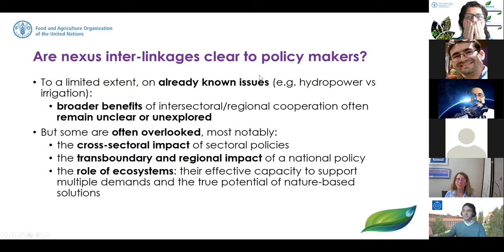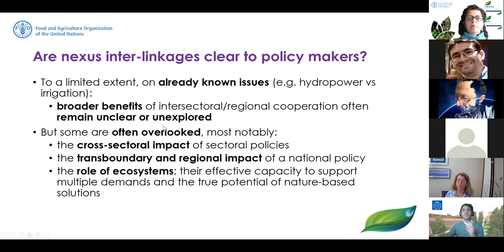So are these interlinkages already transparent to policymakers? I think we would argue in some cases, yes. In some cases, we know that there's tension between hydropower and irrigation. But more often than not, we find that these nexus interlinkages are not really explored across ministerial boundaries. So you are often setting goals and policies that directly and negatively impact another ministry.